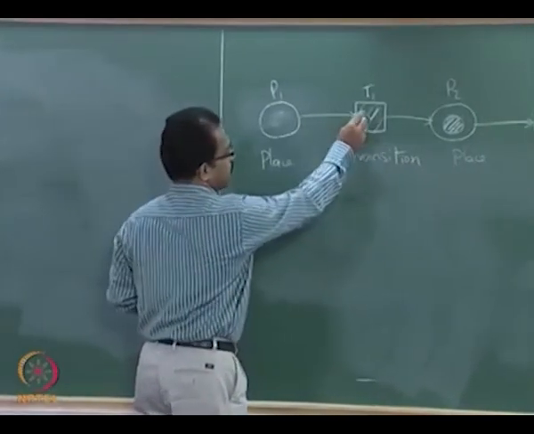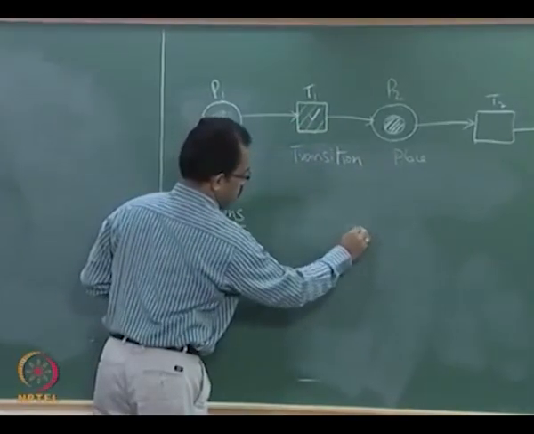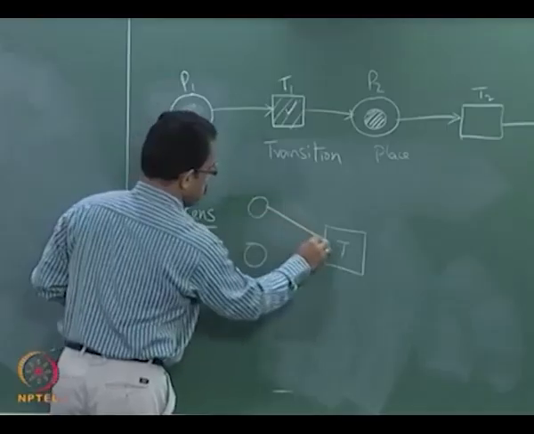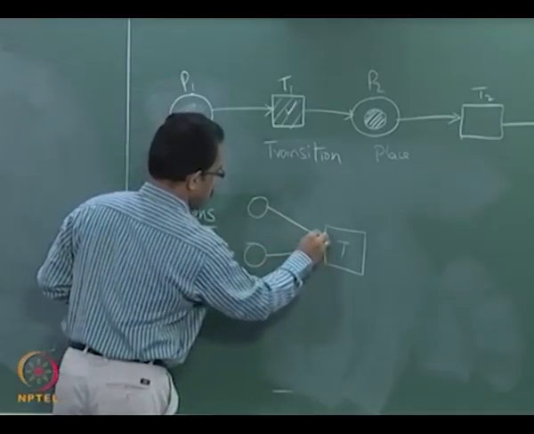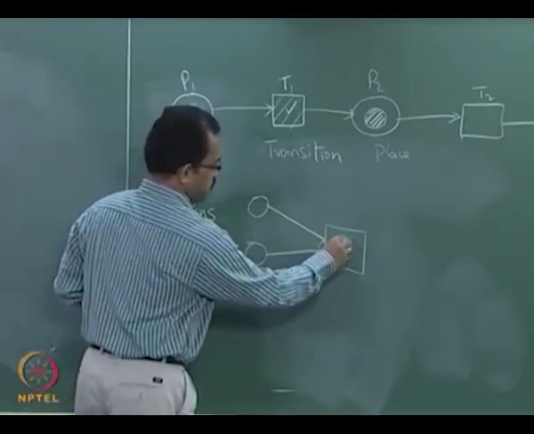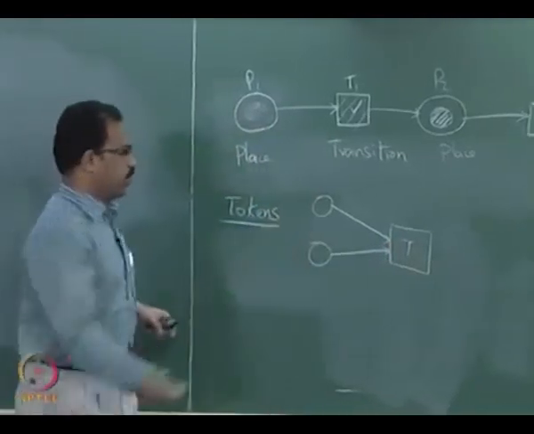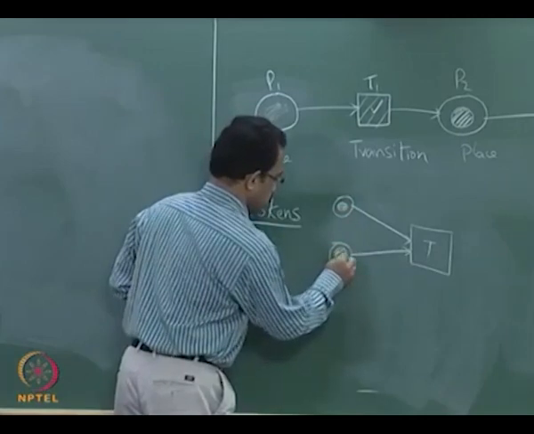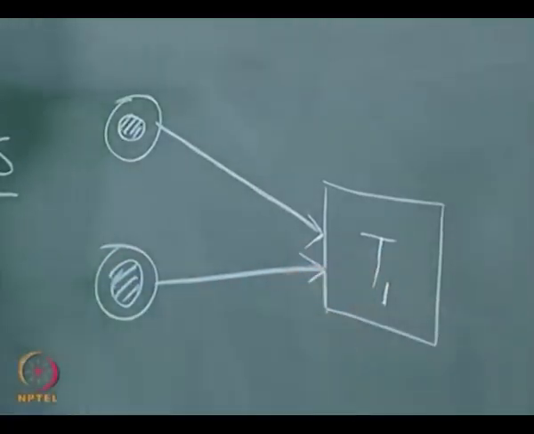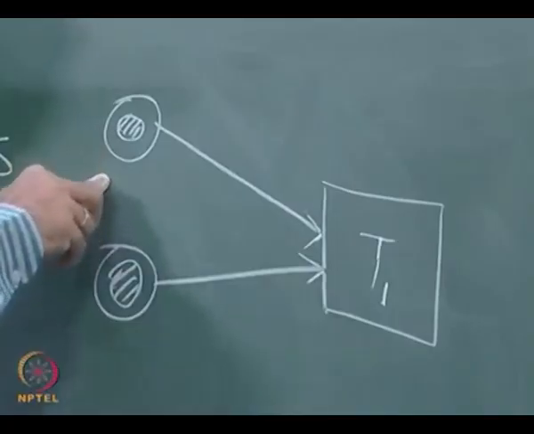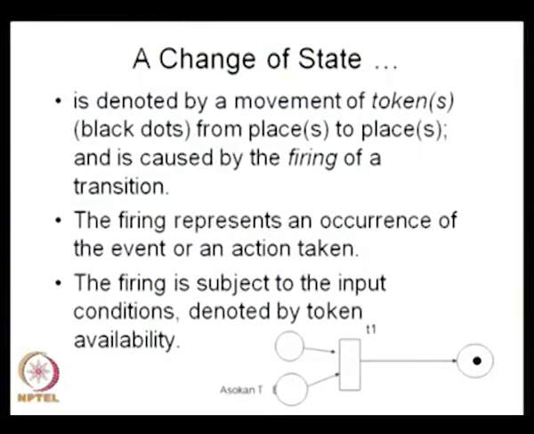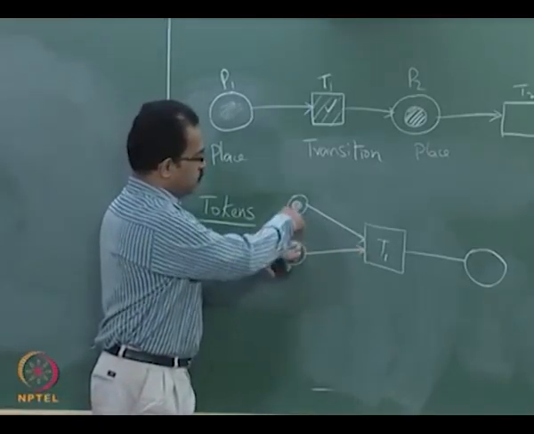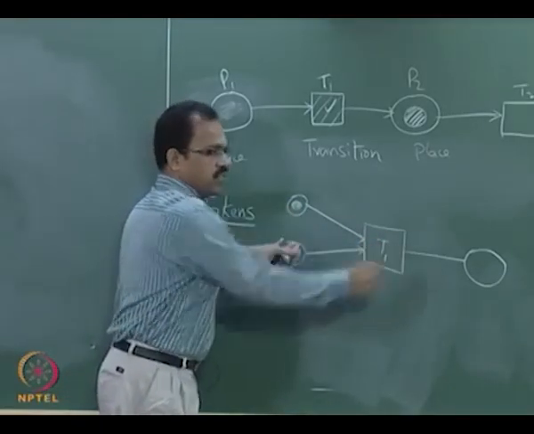Now suppose you have a transition like this, T1. We can have multiple places connected to it. If it is given like this, the firing is subject to the status of these positions. If there is a token in both these places, then only this transition can take place. If this firing has to happen, both should have a token. If there is only one token, then this transition cannot take place. That means these two conditions need to be satisfied for this transition to take place.